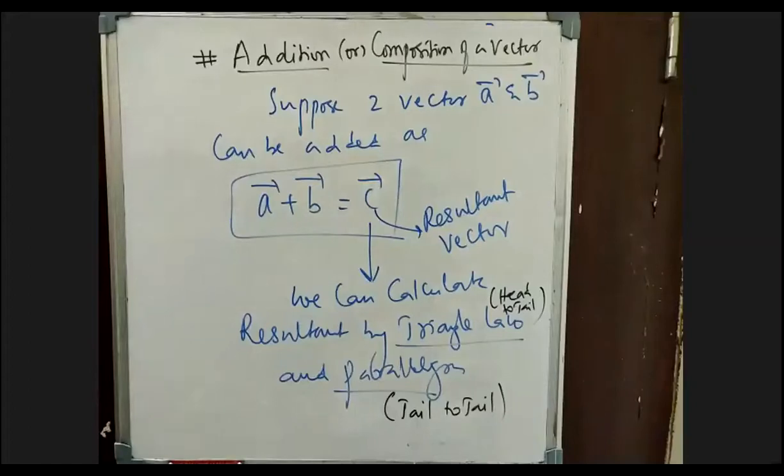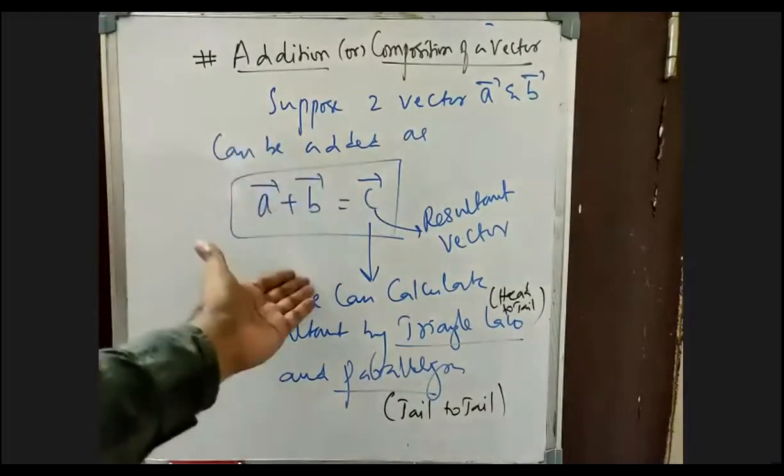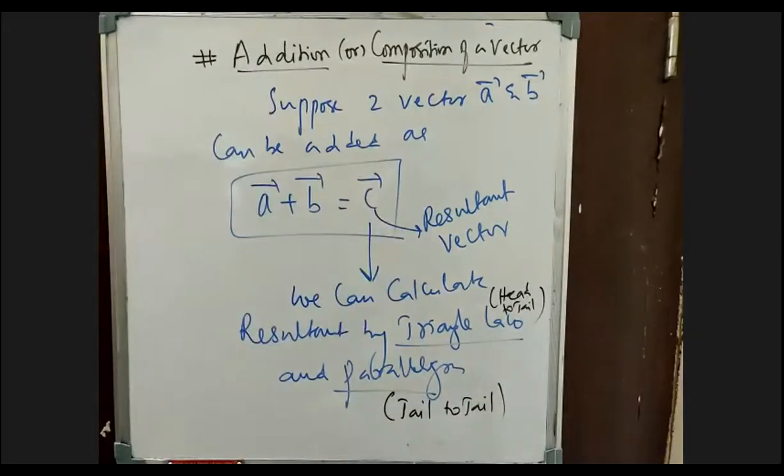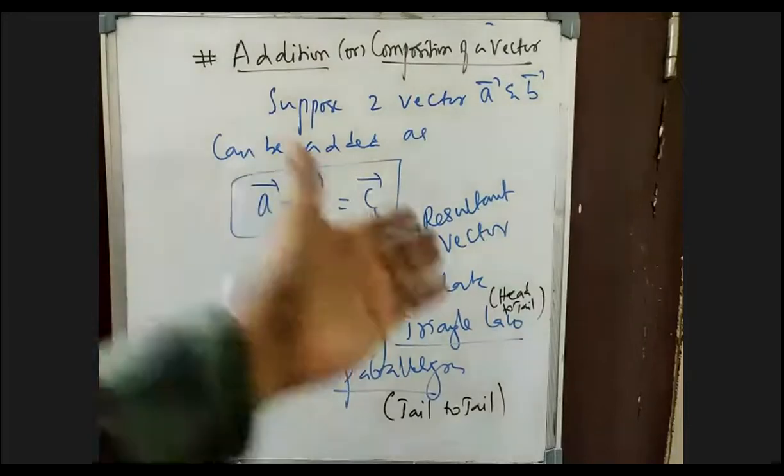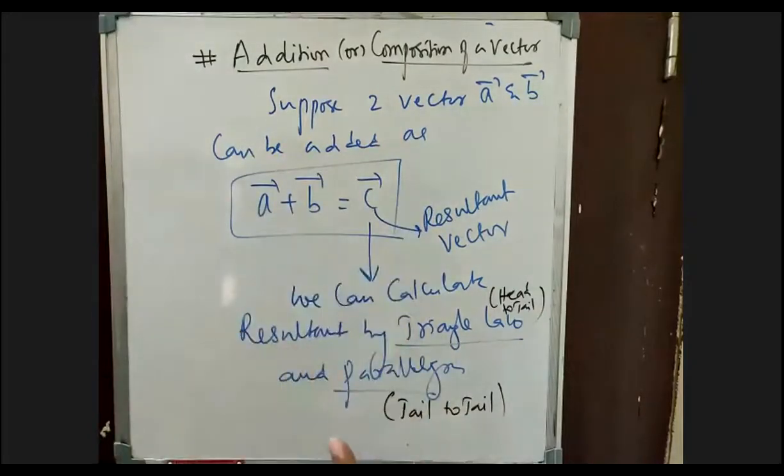So what are we talking about right now? Addition or composition of a vector. Suppose we have two vectors, a bar and b bar, which can be added as a bar plus b bar is equal to c bar. C bar is the resultant vector, which can be calculated by either the triangle law or the parallelogram law. That we will try to do right now in detail. Triangle law is by the head to tail method and parallelogram law is by the tail to tail method. The result is the same for both of them, but the method of doing the problem is a little bit different. These two methods are very important for competitive examinations as well as board examinations.